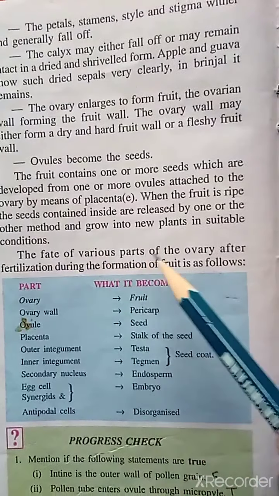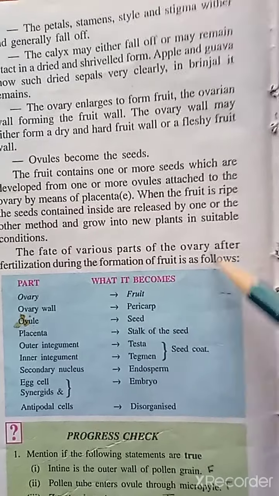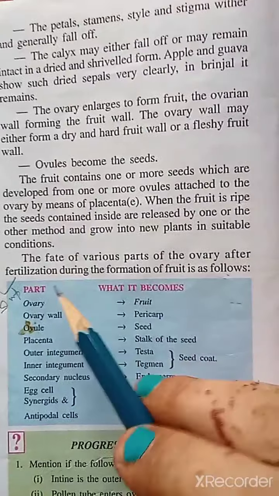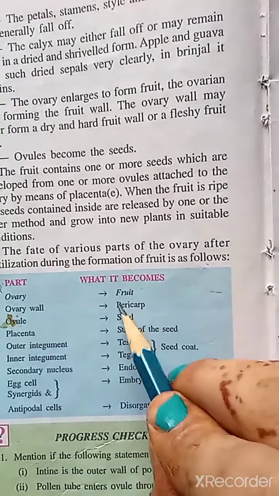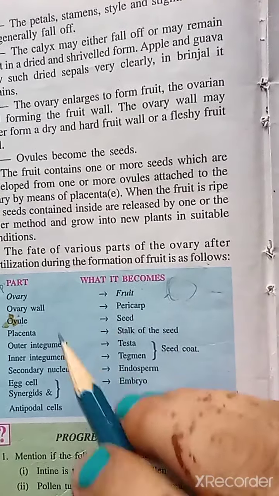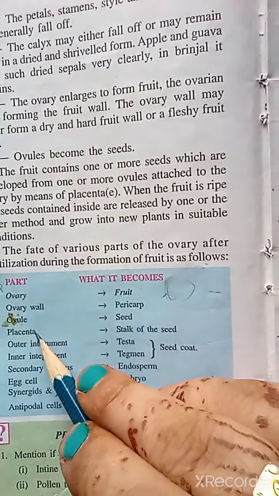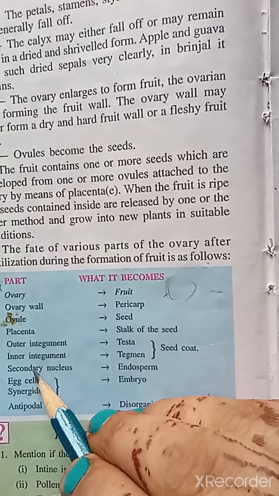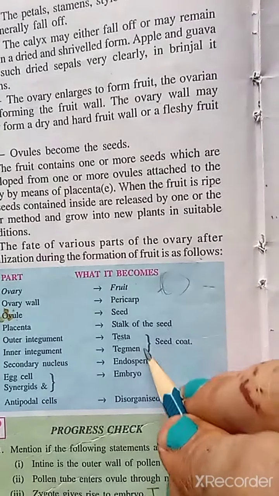The fate of various parts of the ovary after fertilization during the formation of fruit is as follows. This is a very important chart, students. What happens to the ovary? The ovary becomes the fruit. The ovary wall becomes the pericarp, the outermost layer of the fruit. The ovule will develop into the seed. The placenta becomes the stalk of the seed. The outer and inner integuments form the testa and tegmen, which is the seed coat.